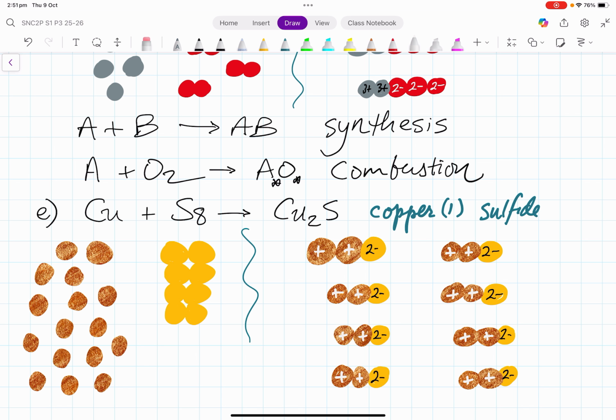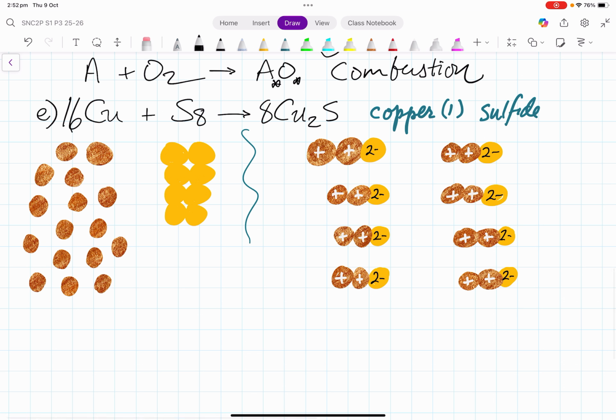I don't know if sulfur only comes that way. Maybe that's all it does. I don't know. Okay. But what we do know is we've got 16 of these dudes. We got 1 of those, and that's going to give us 8 units of copper 1 sulfide. And there we go. So here we have again.